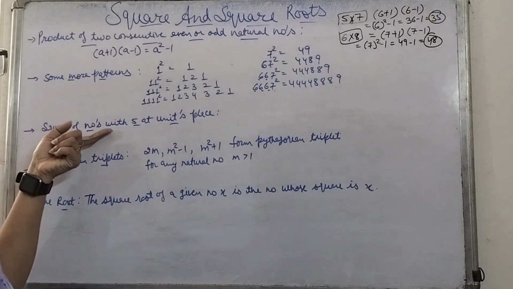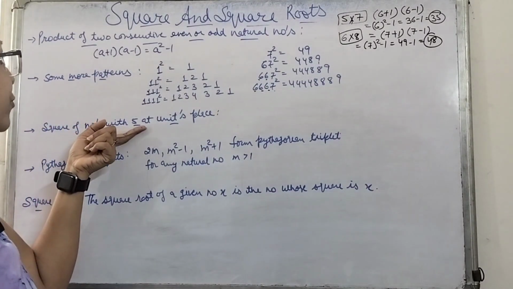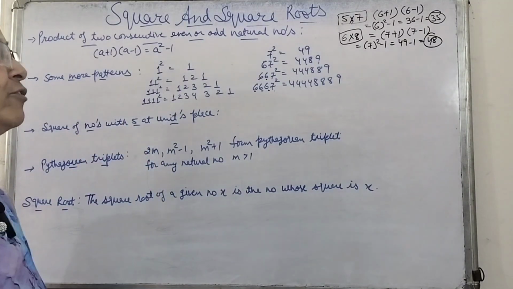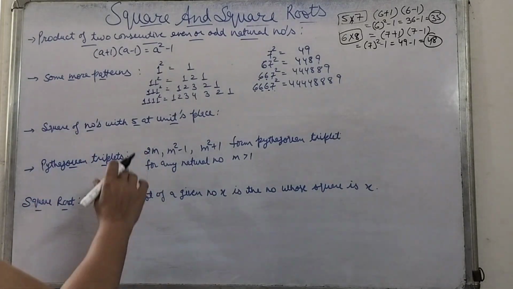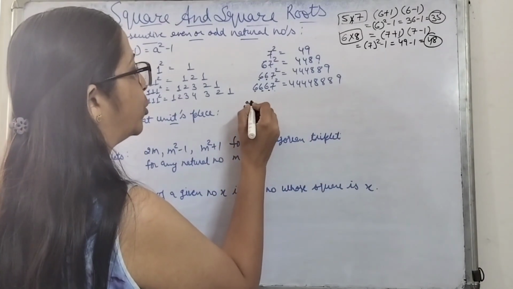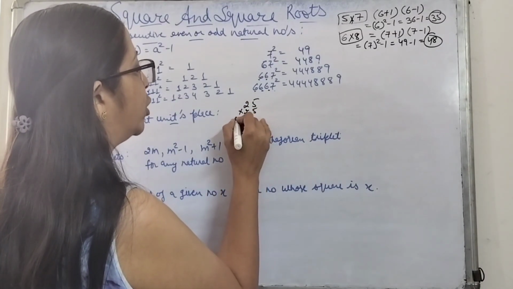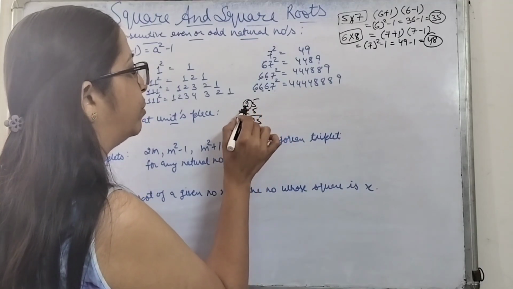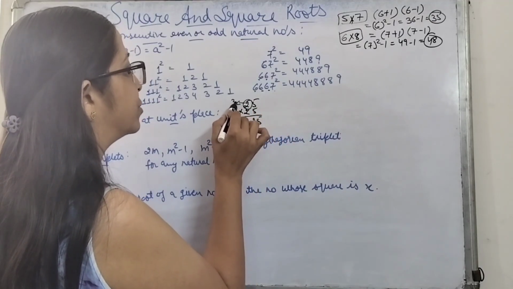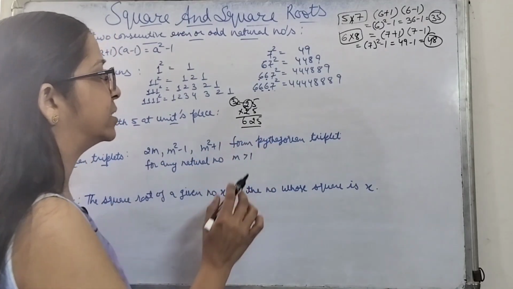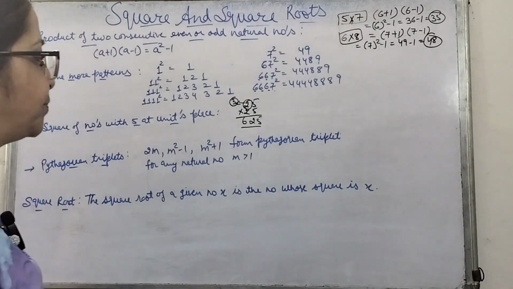Now, the square of natural numbers with 5 at the unit place. If there is a number having 5 at its unit place and we have to find the square of that, how can we find it out? Suppose we have to find the square of 25. So 5 times 5 is 25, and the leading digit is 2. We multiply this 2 by the consecutive number, that is 3. So 2 multiplied by 3 is 6. 625 will be the answer.